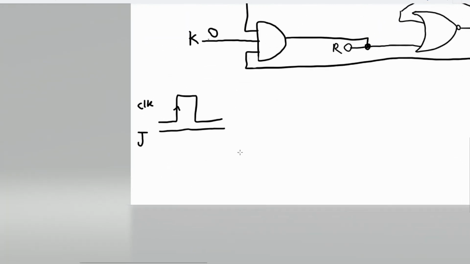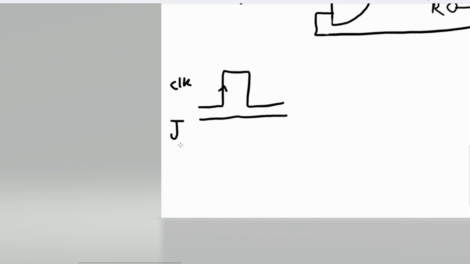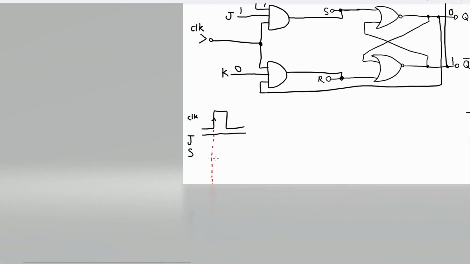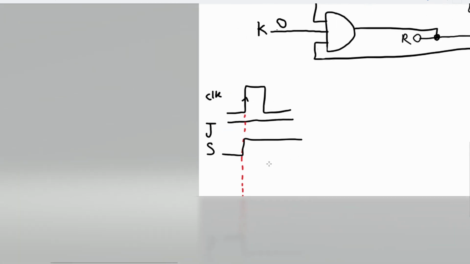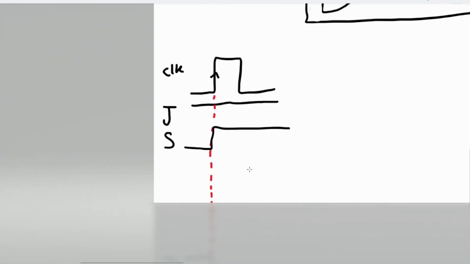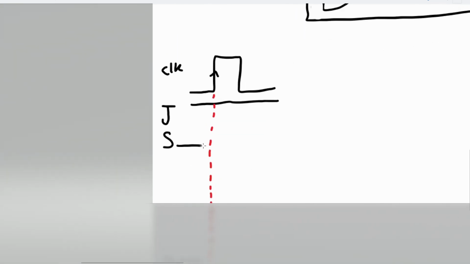So on that rising edge, do it in a different colour. If you're drawing a timing diagram like this, it's always good to mark where the rising edges are. Your S is going to become high there. Well, it's actually going to become like that.